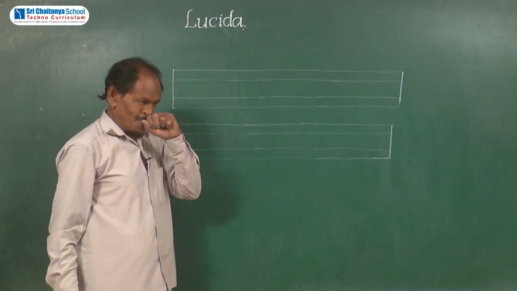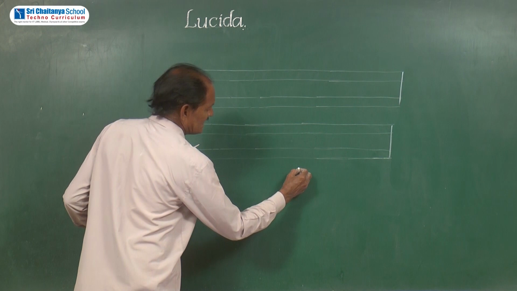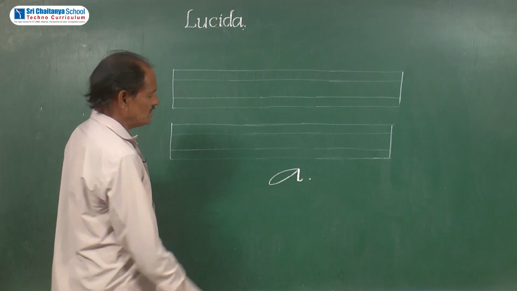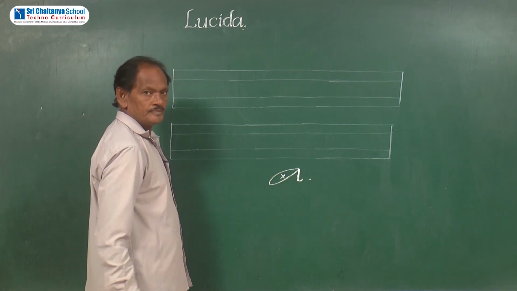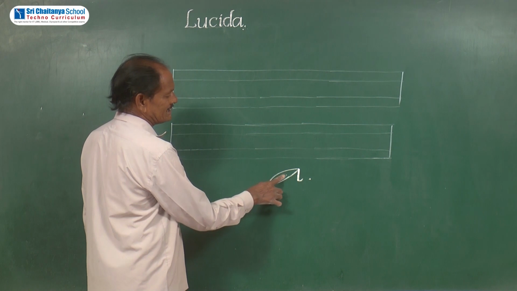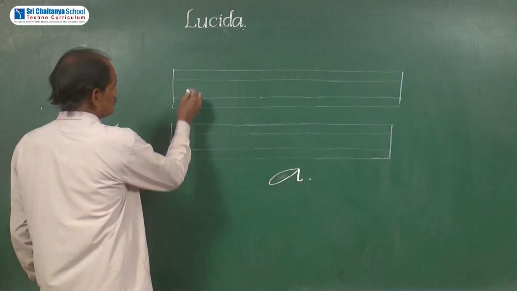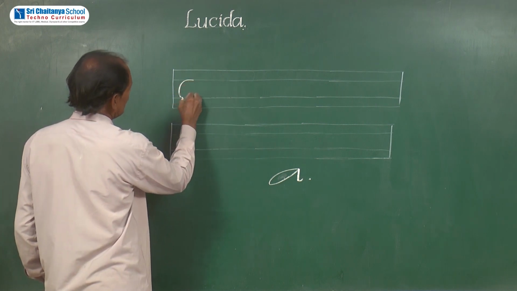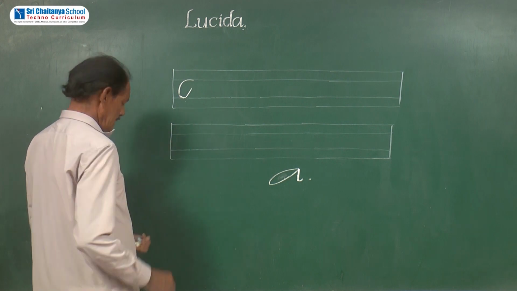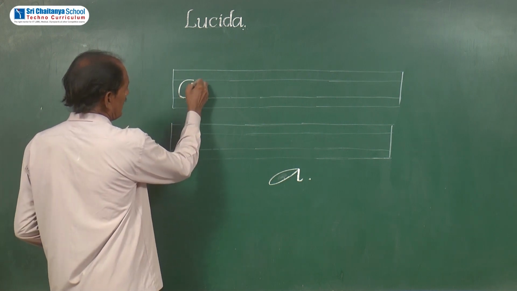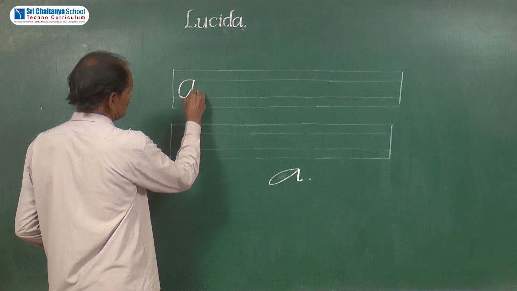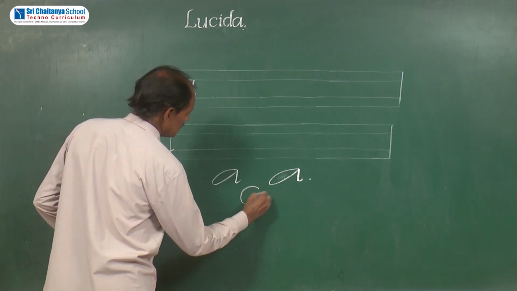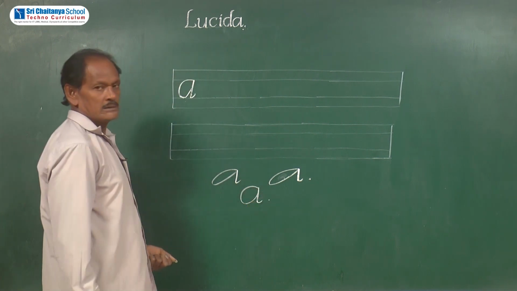Okay. Some students write A in this way. This is also the oval shape, but the oval shape should not be written like this. It should be written between the control and base lines in this way, and we should stop up to here only, and these two edges are joined with the middle zone stroke like this. So don't write like this or like this. Okay?